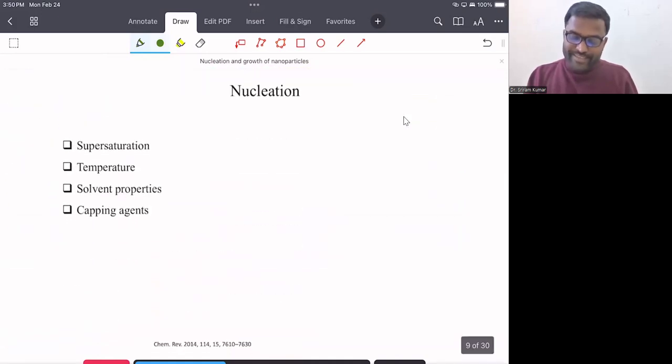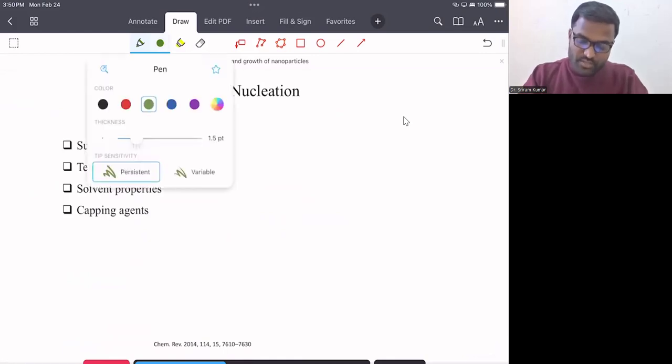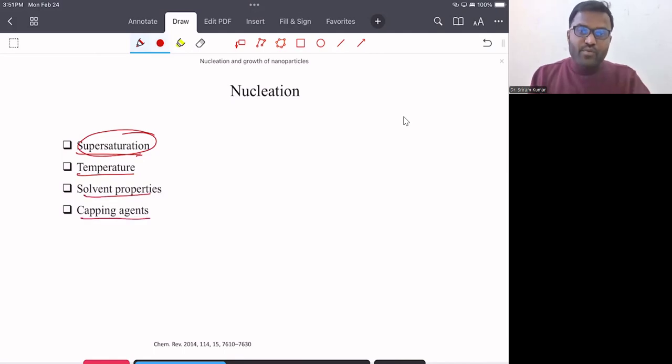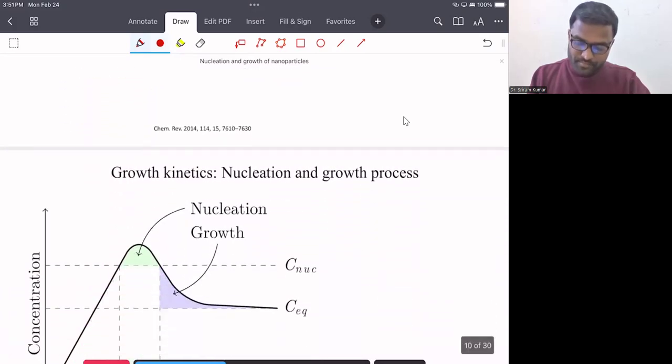Now let's understand what are the key factors that can affect the nucleation process. One important factor is supersaturation. Here the supersaturation is about the concentration of the nuclei particles. The second is the temperature, and third is solvent properties and the capping agent. These are the very important parameters that can affect the nucleation process. We are going to learn in detail about each factor, how these factors affect the nucleation process. So first, let's start with supersaturation concentration.